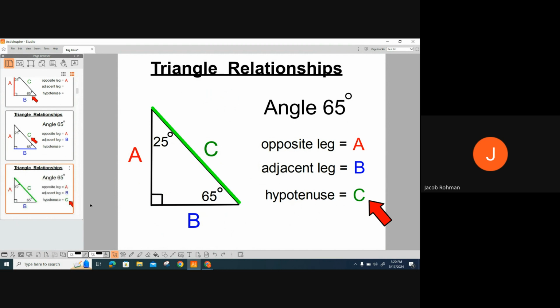And so now let's take the perspective of the 25-degree angle. So again, if someone were standing here at the 25-degree angle, you would say that the opposite leg of the triangle is going to be across from that. So it's going to be this B. And then if you're standing at the 25, you'd say the adjacent leg, or the leg that's connected to the 25 degrees, that's going to be the A. And then the hypotenuse is going to be, again, across from the 90-degree angle, which in this case is going to be the C.